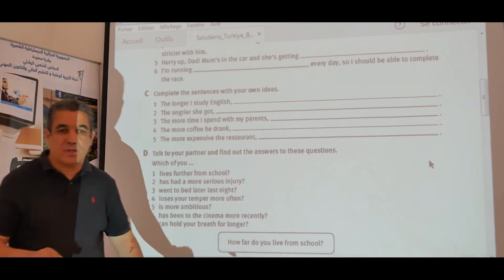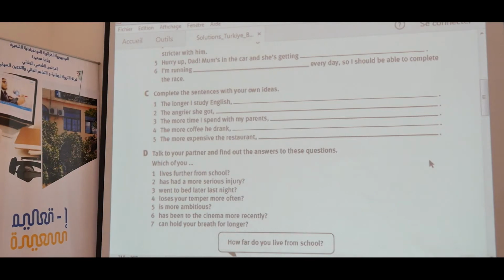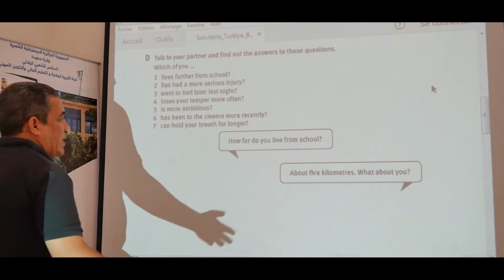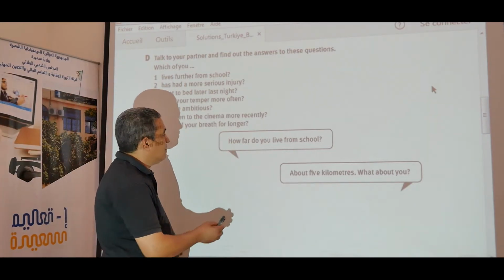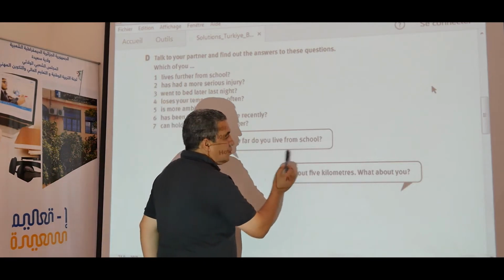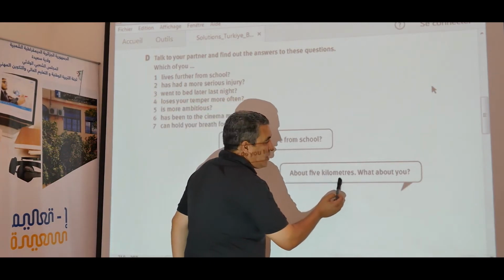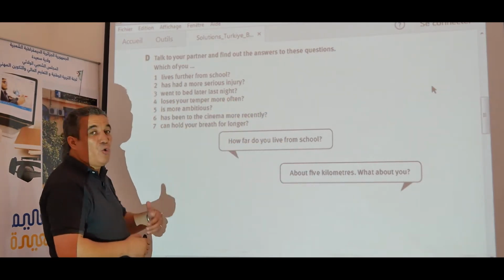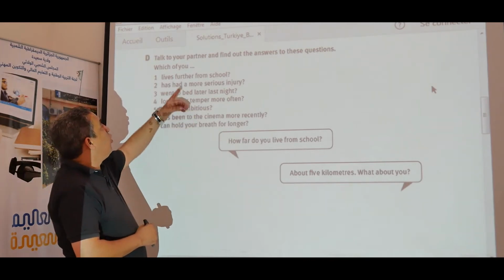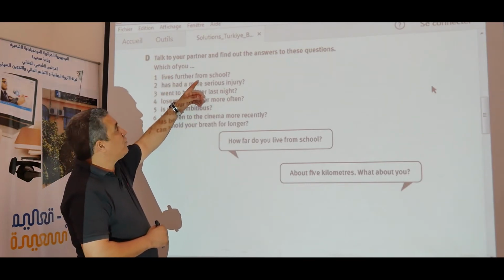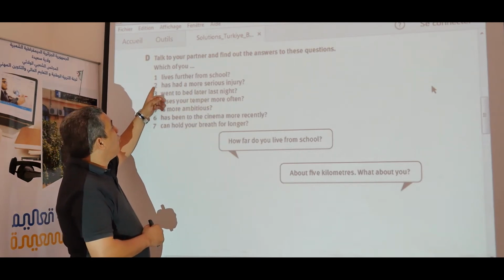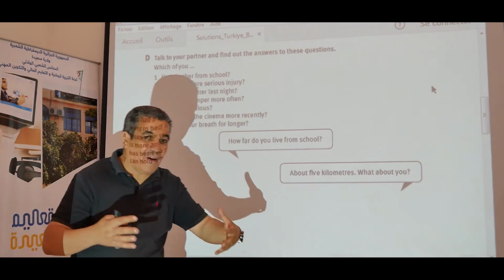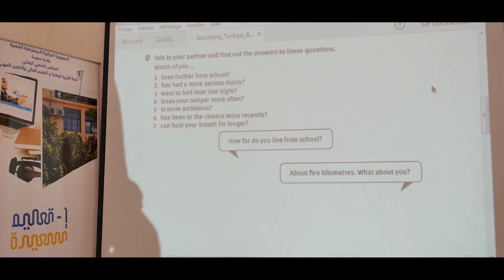Now, here are my examples. For example, we can ask someone a question. How far do you live from school? About 5 kilometers. What about you? About 5 kilometers. You can practice these questions, or you can ask the question, for example, who lives the furthest from school? Who has had a more serious injury? For example, in your family or in your class. Excellent.